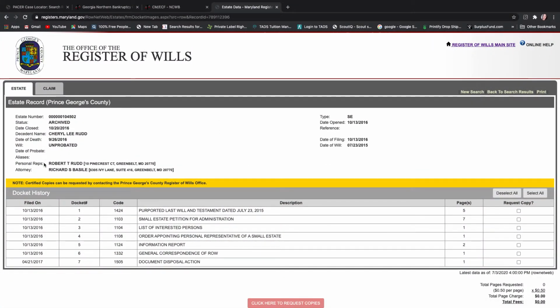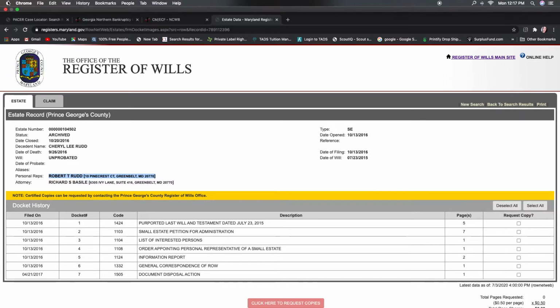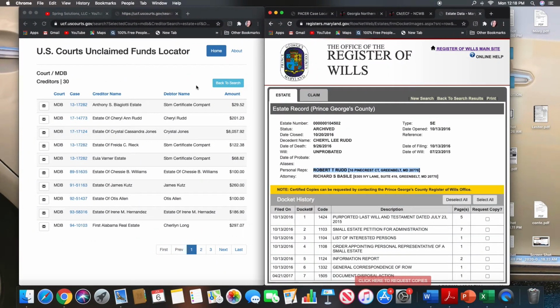And here it gives the personal representative. So it looks like it may be a husband because the last name is the same. So Robert Rudd, I would call him and say, hey, I've got your contact name from the court docket. It appears as though Ms. Rudd had money left over from a bankruptcy case. Would you be interested in retrieving those funds? So you would essentially treat Mr. Rudd as if he were the client.